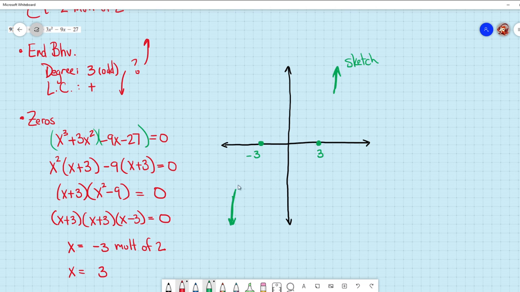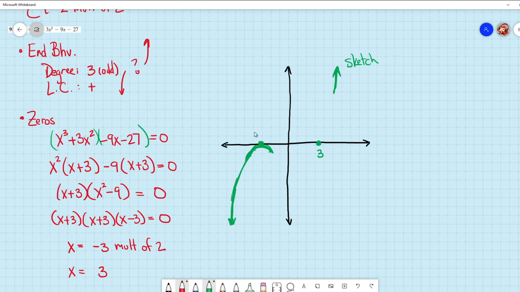Now I've got to figure out how to draw this so that I'm going through or touching these x-intercepts, because that's what this represents. This is where the multiplicities come in. Since -3 has an even multiplicity, it's showing up twice, I am going to be tangent to that point. I'm not going to go through the point. I'm tangent to that point.